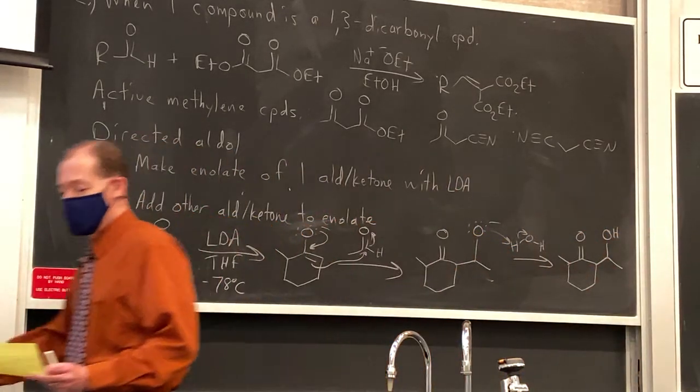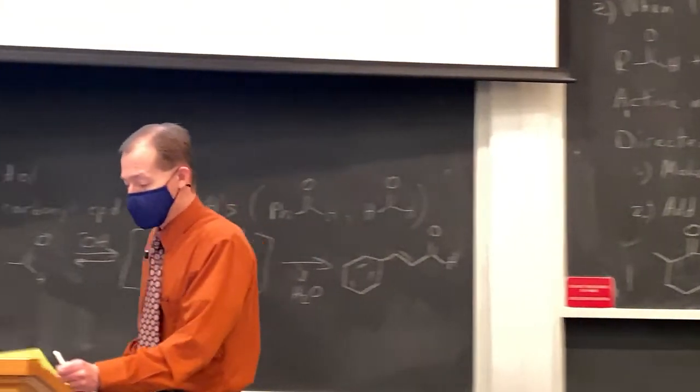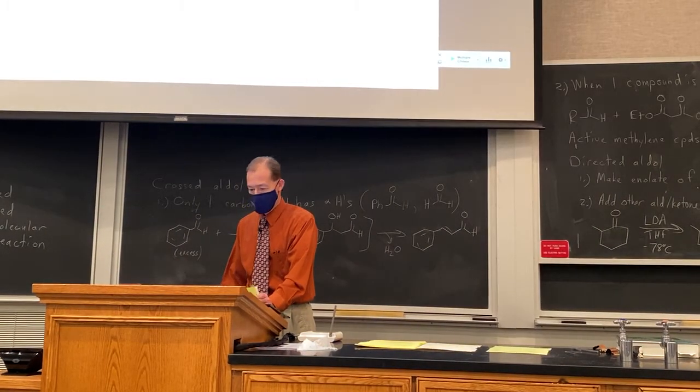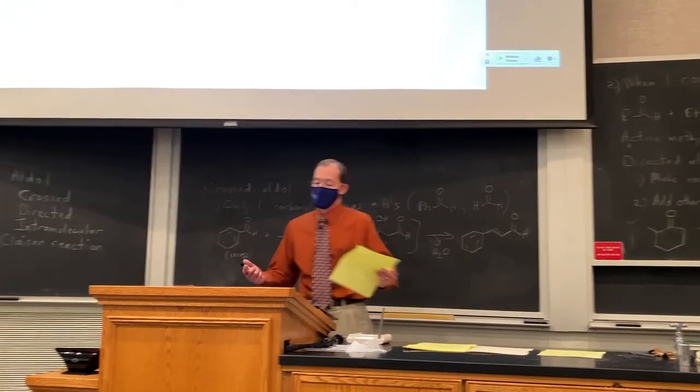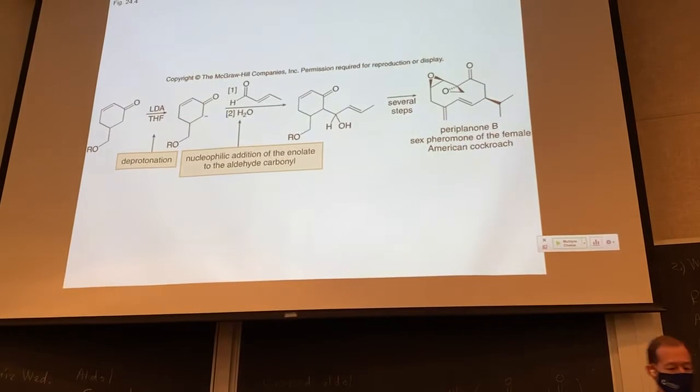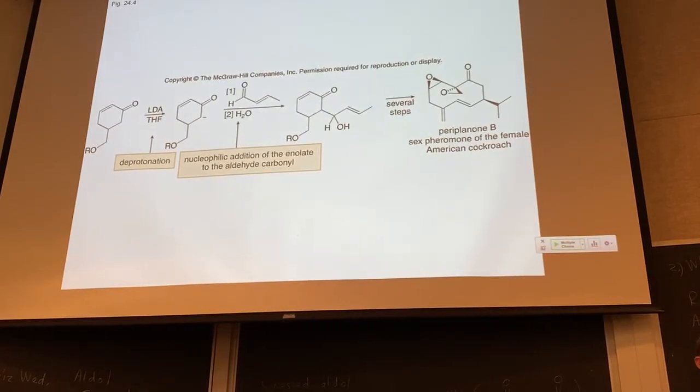So directed aldol reactions are used quite frequently. Here's an example. We talked about paraplanone B last semester, the sex pheromone of the female American cockroach. We talked about how when they first isolated it, they weren't sure of the stereochemistry, so they had about 4 possible stereoisomers that it could be.